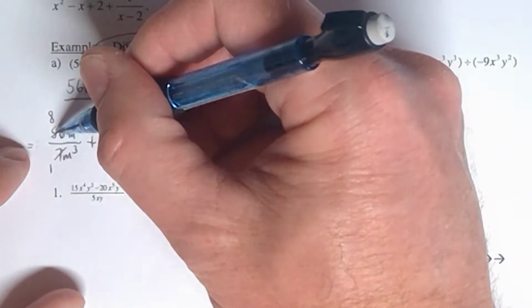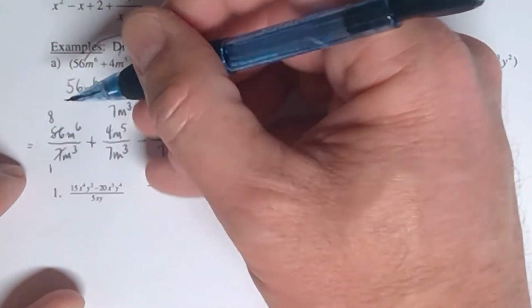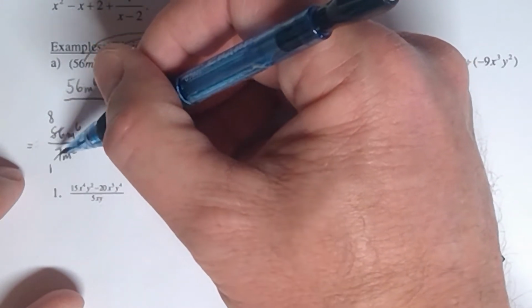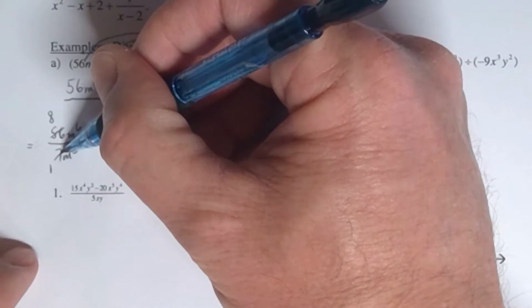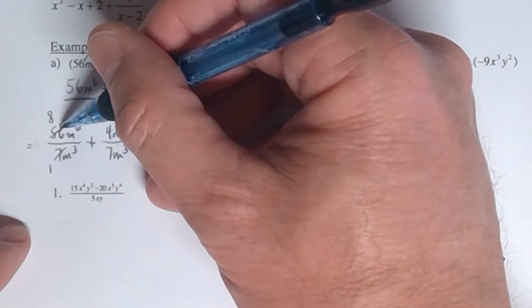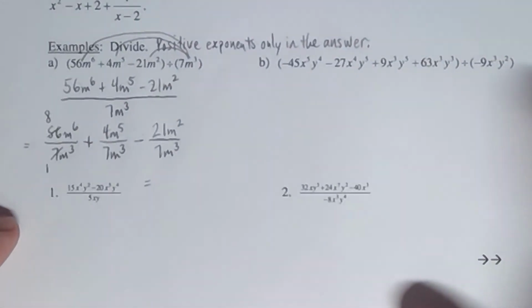I'm not doing the top divided by the bottom, you guys. That's not what I'm doing. I know it looks like that. But what I am doing is I'm taking these two numbers, 56 and 7, separately, and I'm dividing them both separately by 7. 56 divided by 7 is 8. 7 divided by 7 is 1.